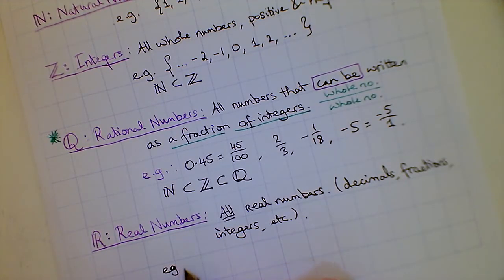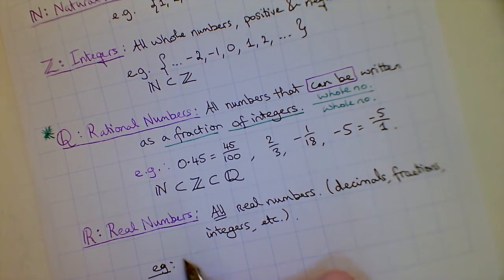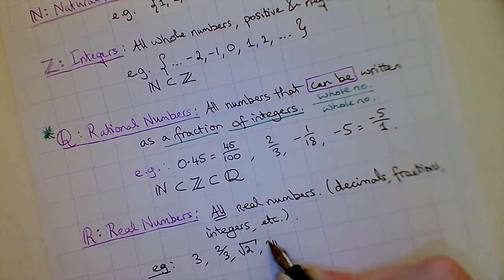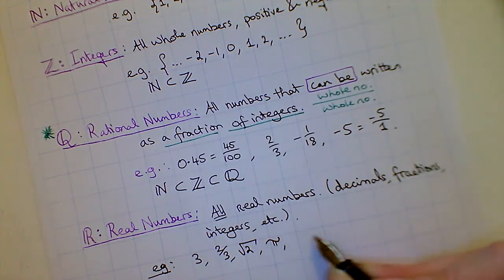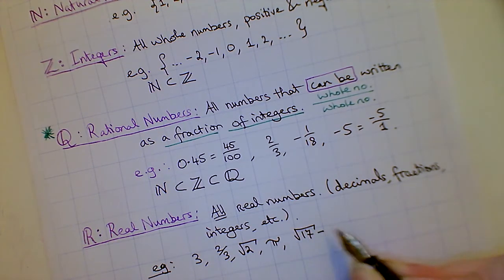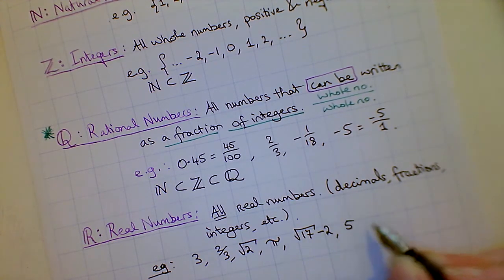So, for example, whole numbers are real numbers. 3 is a real number. 2/3 is also a real number. But here are some real numbers that aren't any of the other 3. The square root of 17 minus 2. 5 multiplied by the square root of 3. We have a special name for some of these as well.